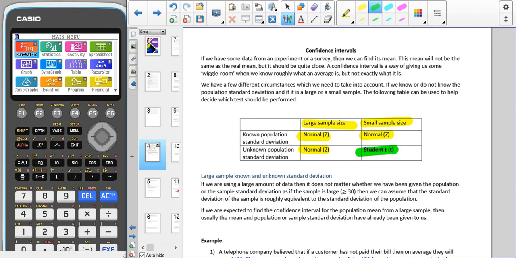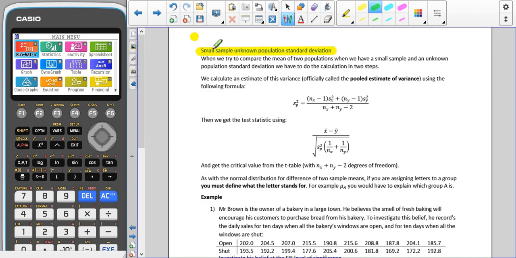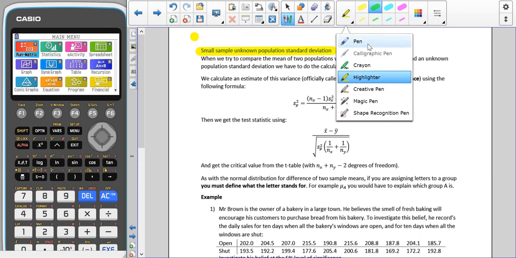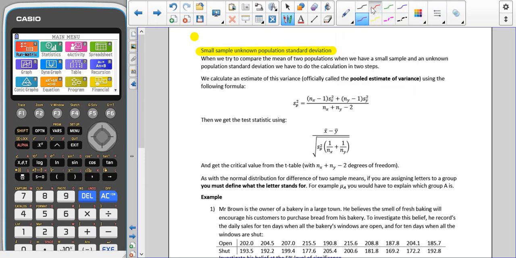So that means for these questions, where we have a small sample, unknown population standard deviation and we have two sets of data, we are going to be doing a two sample t-test. So when we try to compare the mean of two populations, when we have a small sample and an unknown population standard deviation, we have to do the calculation in two steps.